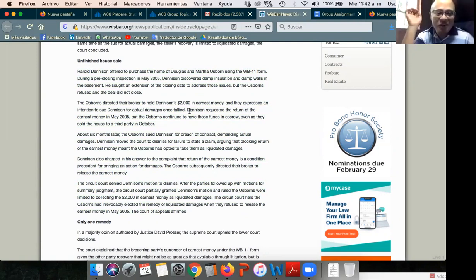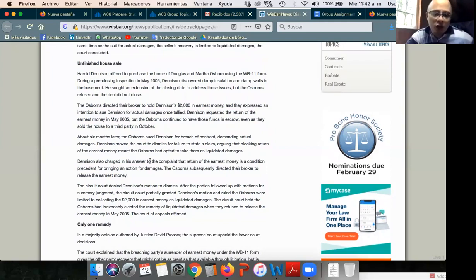Okay. Harold Denison offered to purchase the home of Douglas and Martha Osborne using the WB114 during a pre-closing inspection in May 2005. Denison discovered he saw an extension of the closing date to address those issues. The Osbornes directed their broker to hold the $2,000 in earnest money, and they expressed an intention to sue the Denison for actual damages once tallied. Denison requested the return of the earnest money in May 2005, but the Osbornes continued to hold those funds in escrow even as they sold the house to a third party in October.